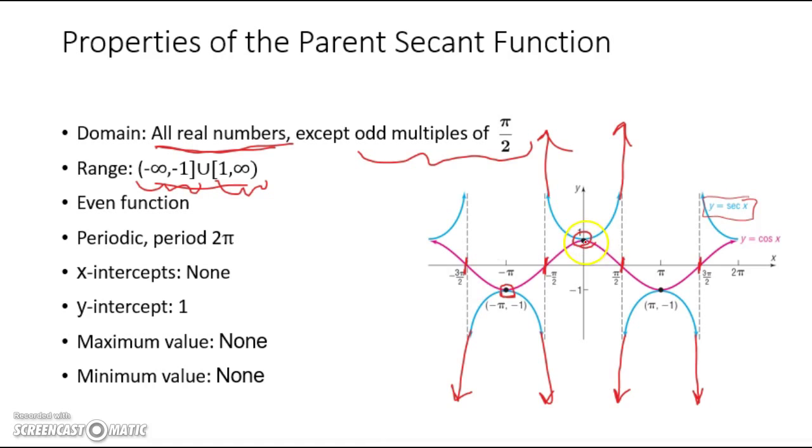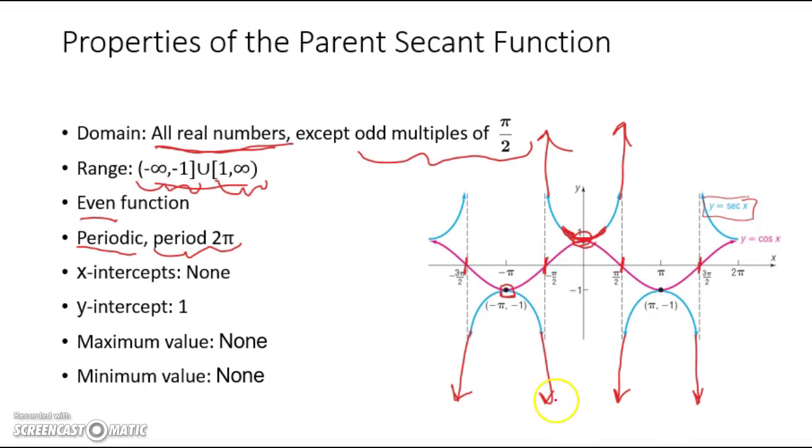Secant, like cosine, is an even function. It is symmetric about the y-axis. So we want to make sure we know secant is an even function. It is periodic, and its period comes from cosine of x. So it repeats its behavior every 2 pi.